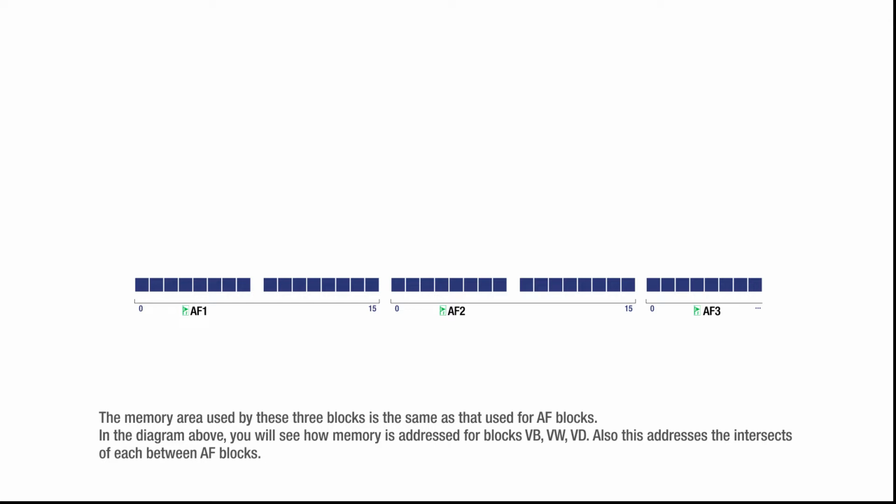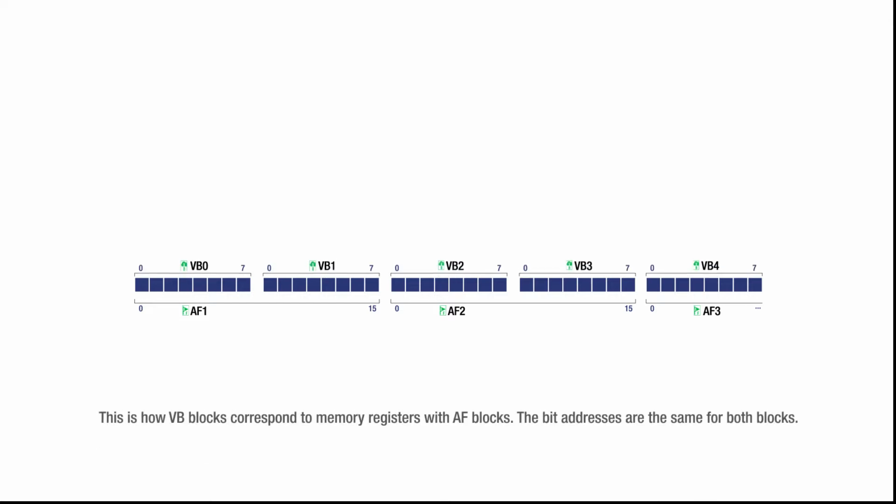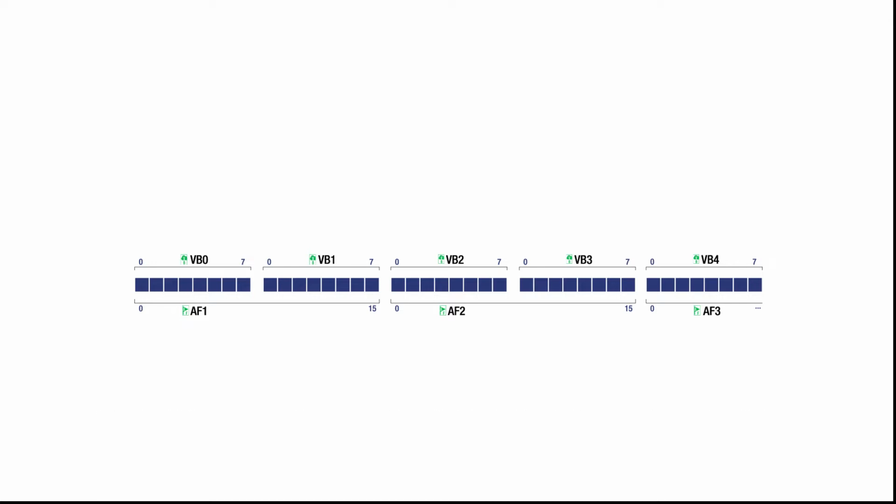In the diagram above, you will see how memory is addressed for blocks VB, VW, and VD. Also, these addresses intersect with the AF blocks. This is how VW blocks correspond to memory registers with AF blocks. The bit addresses are the same for both blocks.